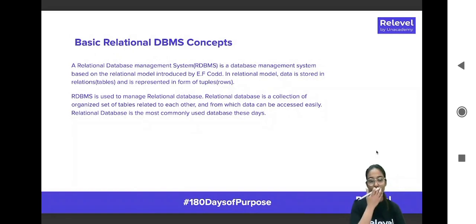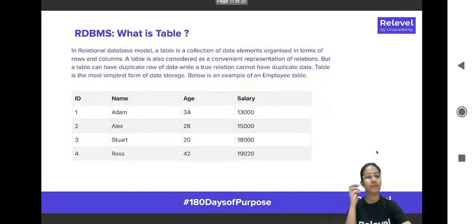we move on to say that RDBMS is used to manage relational databases, okay, because RDBMS is based on the relational model, so it will only manage relational databases. A relational database is basically a collection of organized sets of tables. So the entire data set is organized into tables, right, and it is related to each other, using which the data can be accessed very easily. Okay, now relational database, like I told you, is the most commonly used database these days. Now, we'll introduce all the terms one by one slowly.